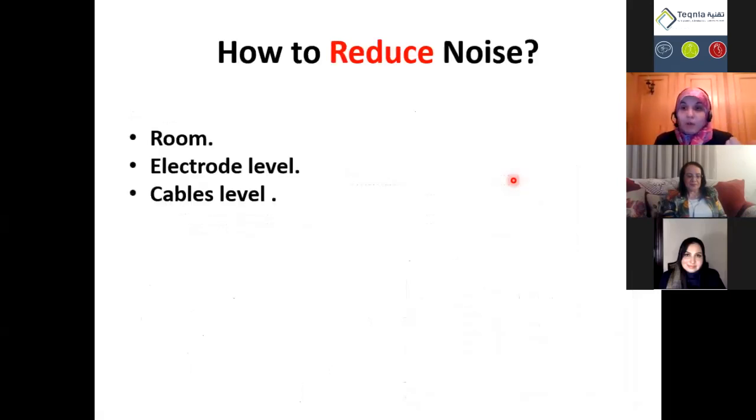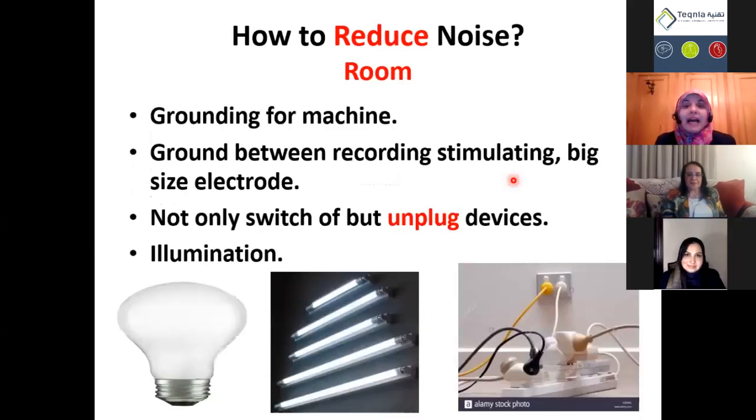There is the room level, the electrode level, and the cables level. At the room level, the grounding for the machine is a job for electrical engineers. They usually come and ground it to a metal outside the building.